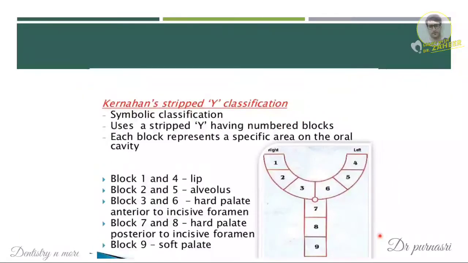Then there is Kernahan's striped Y classification. This is the diagram for that, and each block has a number and each of these blocks represents a part. So 1 and 4 represent the lip, 2 and 5 represent the alveolus, 3 and 6 the hard palate. This circle here is the incisive foramen. So these are the hard palate anterior to the incisive foramen. Blocks 7 and 8 are the hard palate posterior to the incisive foramen, and block 9 is the soft palate, and these are also shaded in a similar way.